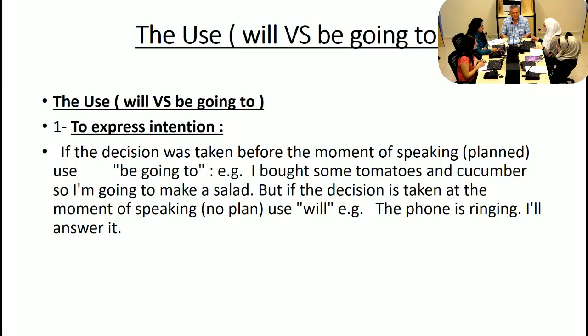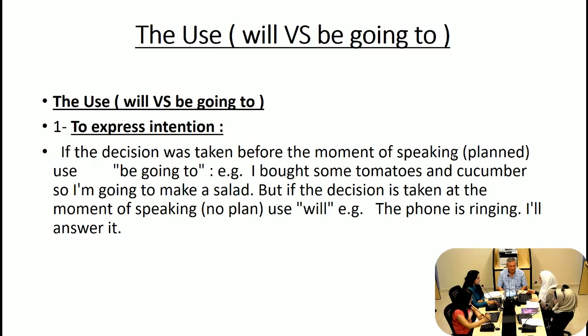The use of will, for example, to express intention. Actually, we use both will and be going to to express intention and to express prediction. For intention, if the decision was taken before the moment of speaking, a planned one, we use be going to. For example, I bought some tomatoes and cucumber, so I'm going to make a salad. But if the decision is taken at the moment of speaking, with no plan, we use will. For example, the phone is ringing, I'll answer it.